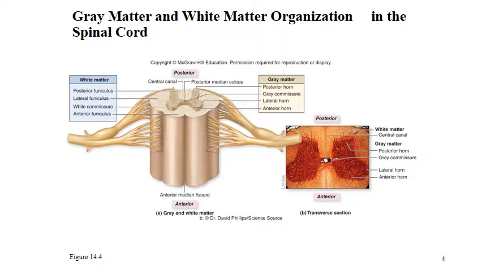So you can see here in our picture, you can very easily see this butterfly shape that we have. That's going to be the gray matter, showing the three different horns of gray matter that we have. So we can see that labeled here as the posterior horn. We've got the lateral horn and then the anterior horn, and you can see where those are located in the diagram.